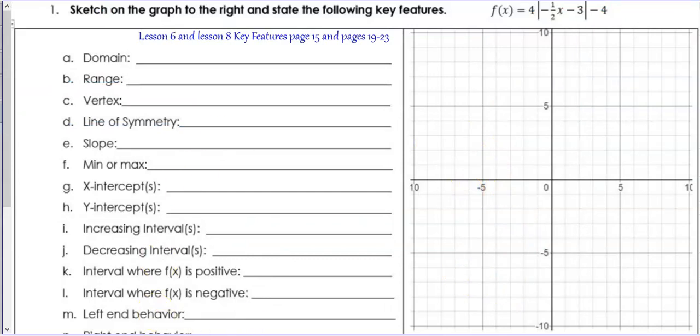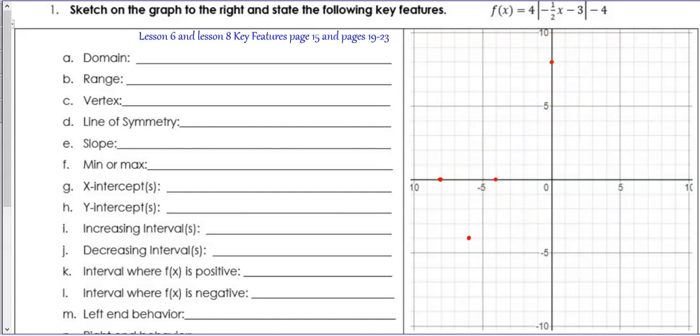So let's put our points here. Our vertex was at -6, -4. We had an x-intercept at -8, 0. We also had an x-intercept at -4, 0. And we have a y-intercept at 0, 8. So I just want to mark those points, and then I'm going to use my line tool.